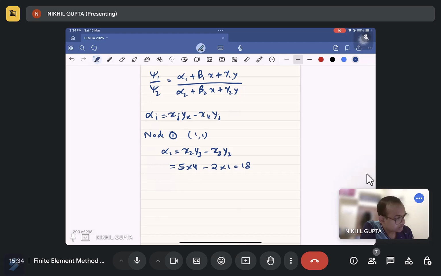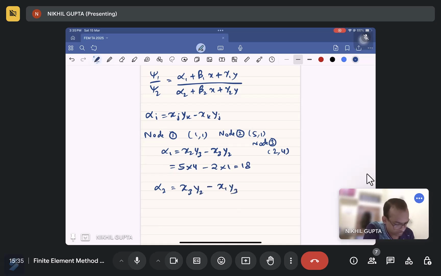Now similarly we'll calculate alpha 2 as well. Alpha 2 will be, if you write it properly, node 2 is 5 comma 1 and node 3 is 2 comma 4. So we have all the values here. Now alpha 2 will be x3 y1 minus x1 y3. So x3 is 2 comma 1 minus 1 comma 4, which is minus 2. Okay, now you have the value of alpha.